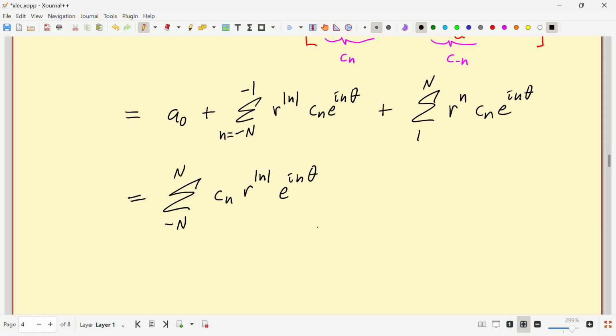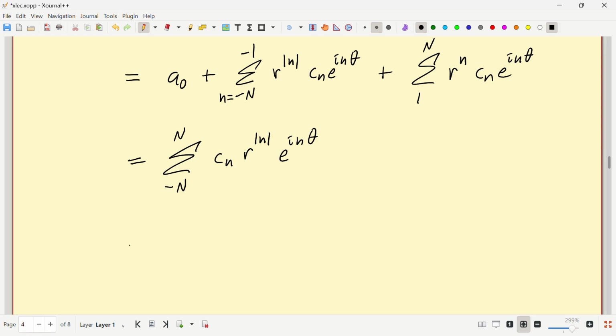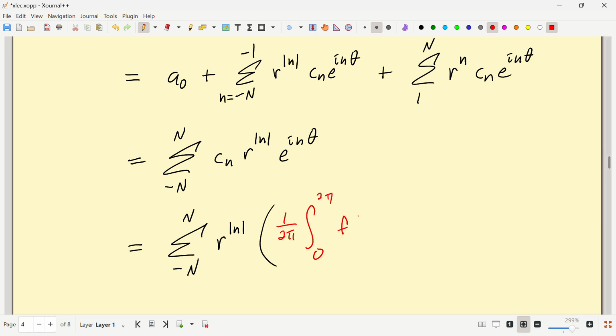Okay, remember what those Cn's are. That's a sum of, I'll pull the r to the n out. And the Cn here is 1 over 2 pi integral from 0 to 2 pi f of t e to the minus i n t dt. That's the Cn.